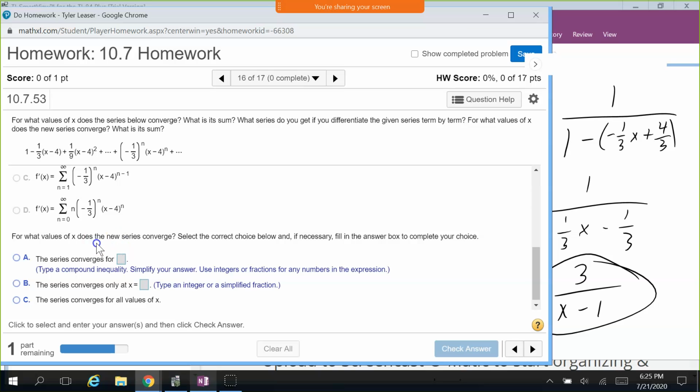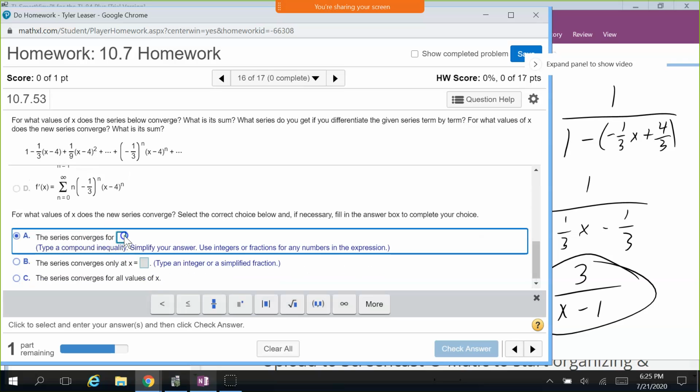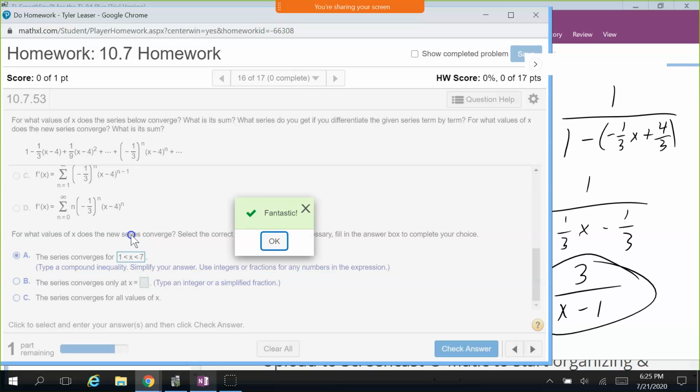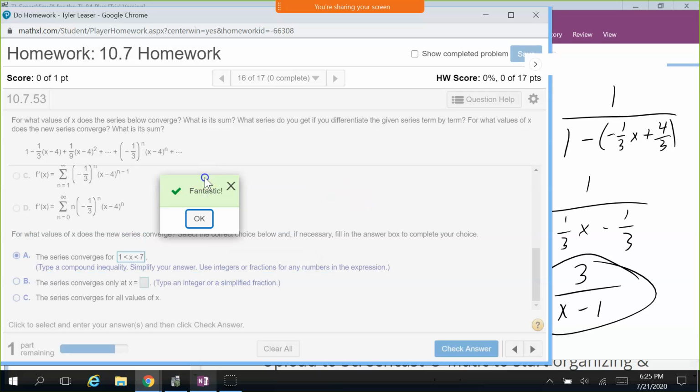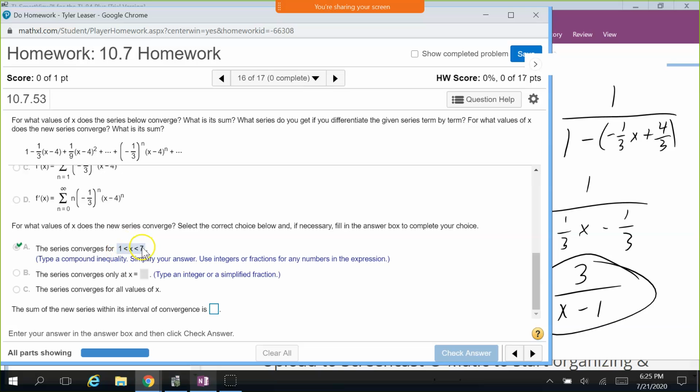It's asking where does this new series converge? Whenever you take the derivative or the antiderivative, the convergence is in the same location as the original series. So if the original series converged between 1 and 7, the derivative series is also going to converge between 1 and 7.